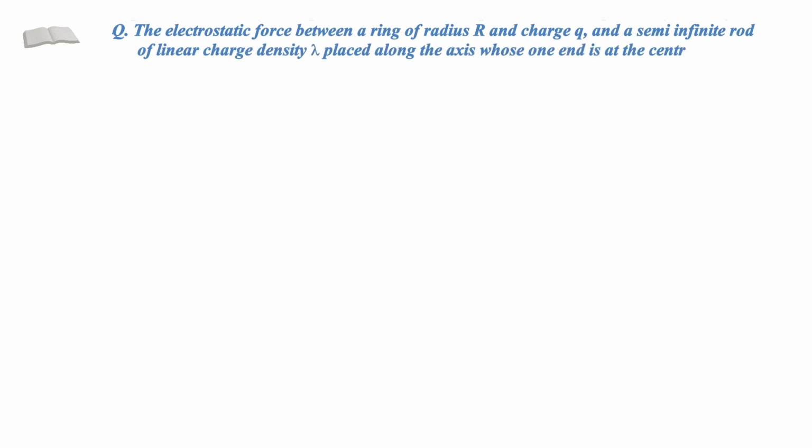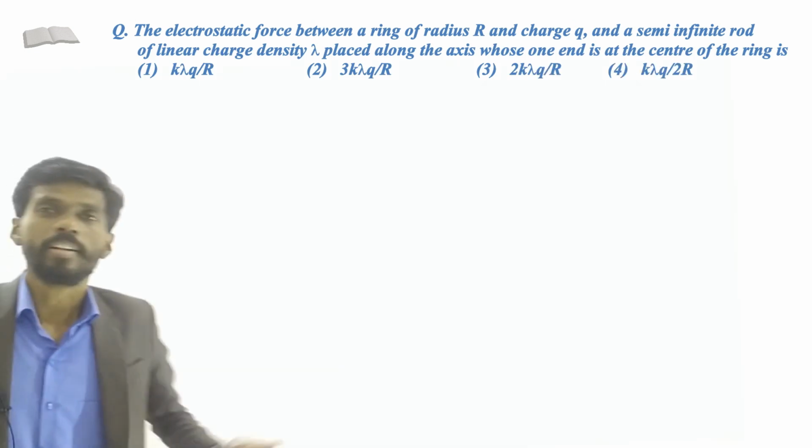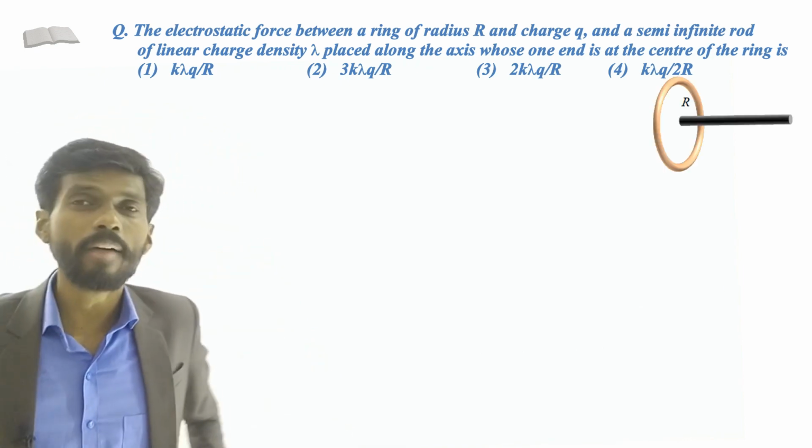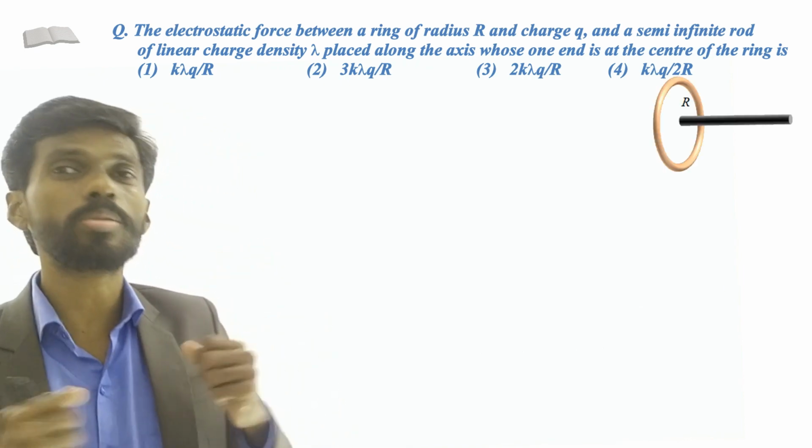The electrostatic force between a ring of radius r and charge q and a semi-infinite rod of linear charge density lambda placed along the axis whose one end is at the center of the ring is. So here two charged objects are given. One is a ring, the other one is a rod. So we have to find the electrostatic force between these two charged objects.